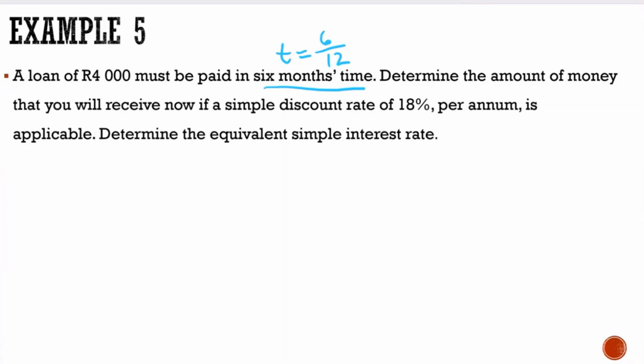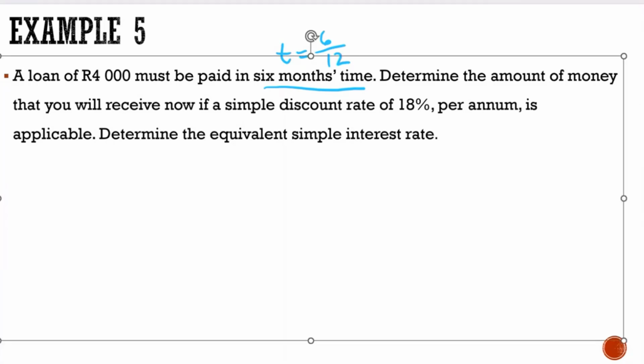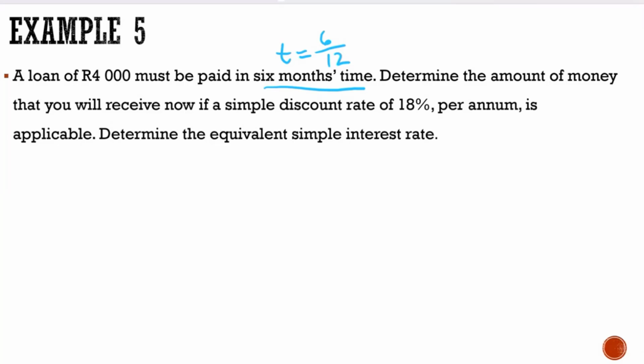This is something in the future, so your S is just equal to 4,000. Okay, your S is equal to 4,000. Determine the amount of money that you will receive now, if the simple discount is 18%. So now you are going to have your simple discount, which is equal to 0.18 per annum is applicable.